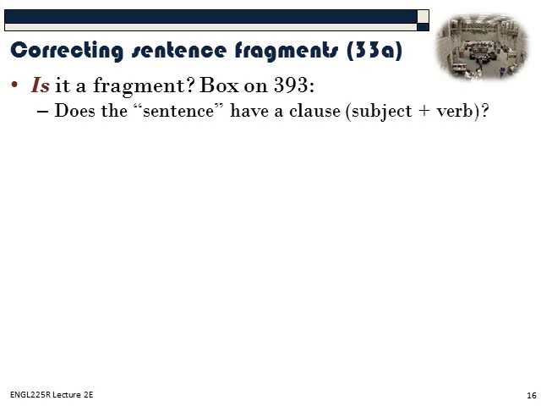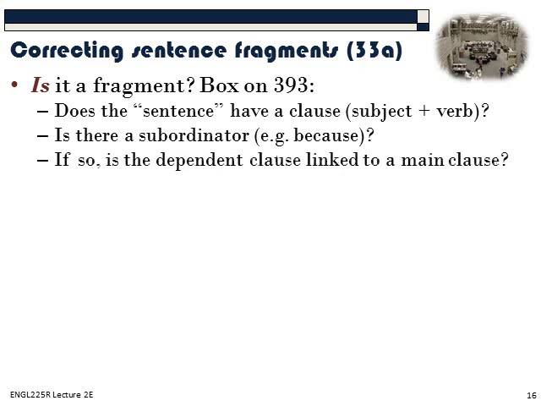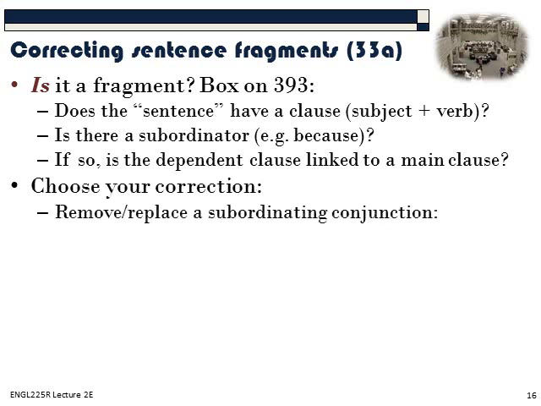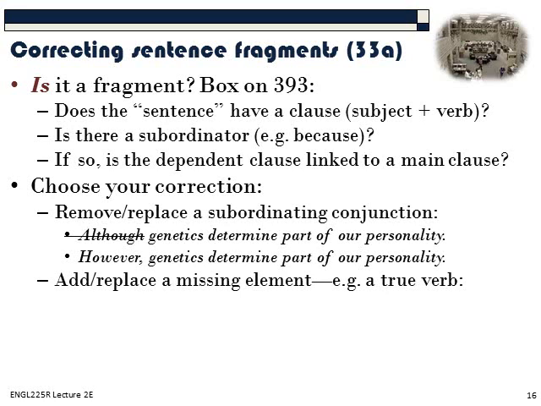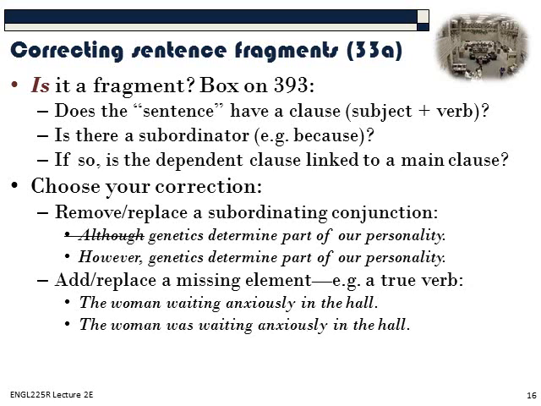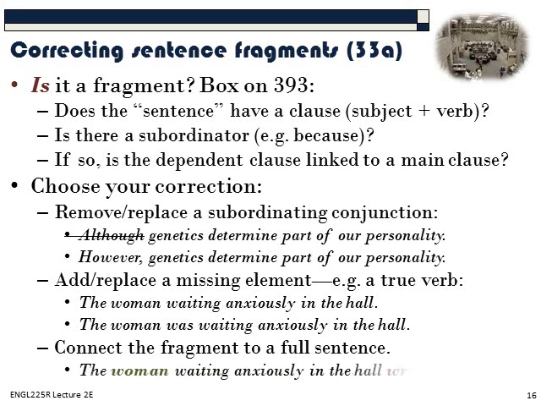First, is it a fragment? Does it have a clause, a subject, and a true verb? Is there a subordinator? If so, is the dependent clause linked to a main clause? If not, choose your correction. Suppose you have a subordinating conjunction. Well, you can either eliminate it or replace it: although becomes however. Or you can add a missing element, for example, a true verb. "The woman waiting anxiously in the hall" becomes "The woman was waiting anxiously in the hall," or connected to a full sentence: "The woman waiting anxiously in the hall wrung her hands."